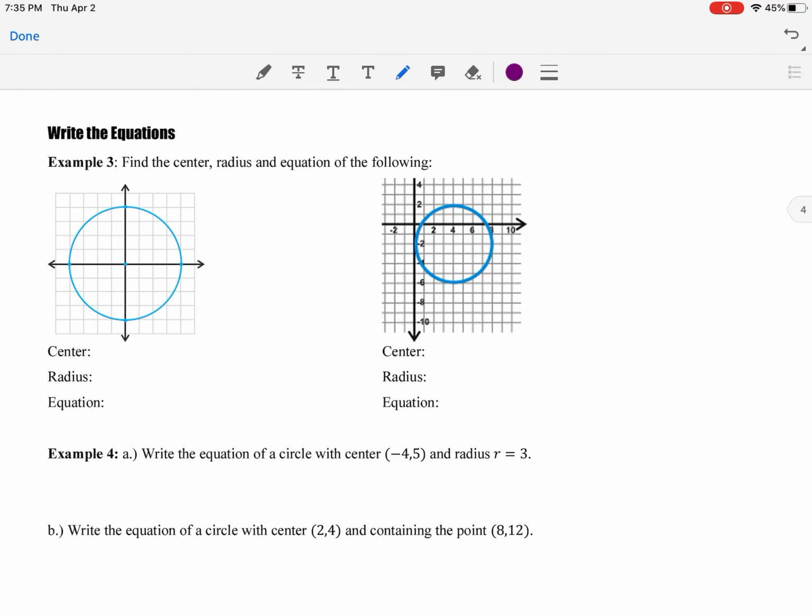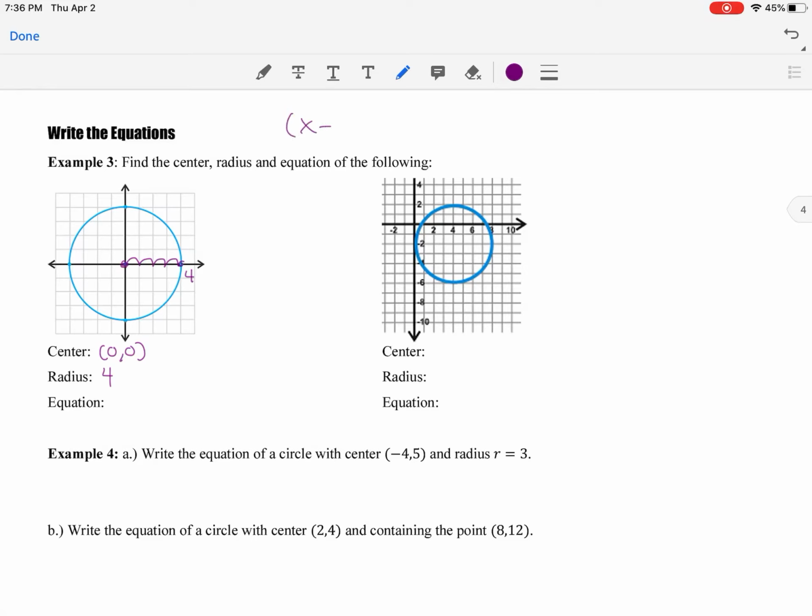All right, let's look at some more. On these ones, let's practice writing an equation. So I always would start by finding the center. In this case, the center is just 0, 0. Then whether you count right, left, up, or down, we're going 1, 2, 3, 4. So this is at 4. So therefore the radius is 4.